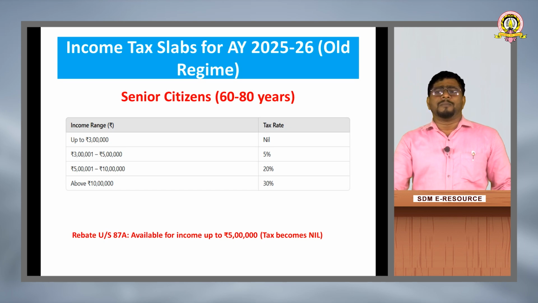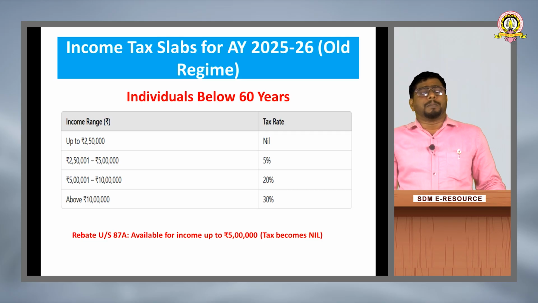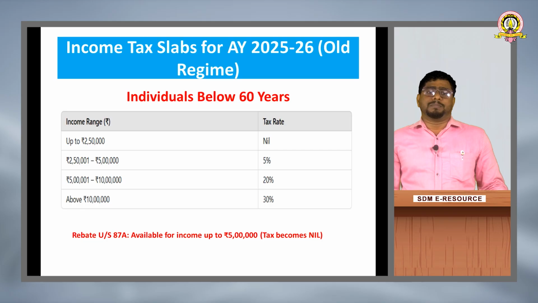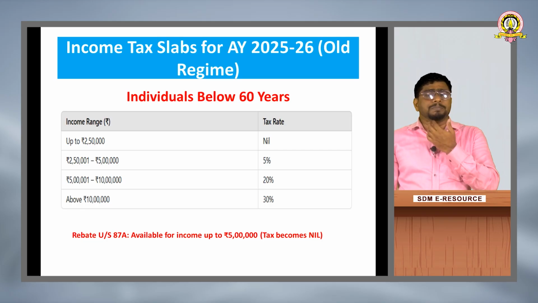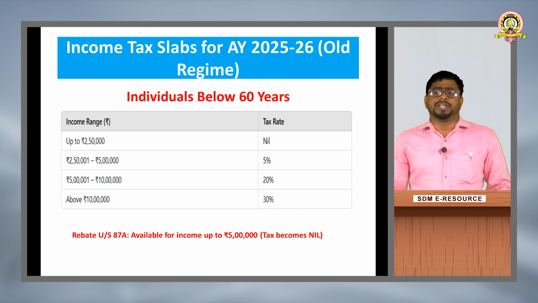Now we will see the very important concept, income tax slabs for the assessment year 2025-26, that belongs to the previous year 2024-25, as per the old tax regime. Under old tax regime, individuals are categorized into 3 categories. One is normal individual, men and women whose age is less than 60 years. Another one is senior citizen, age between 60 and 80 years, and super senior citizen, age above 80 years.